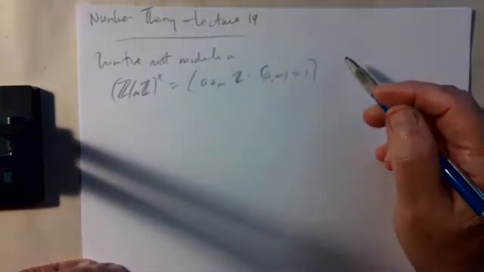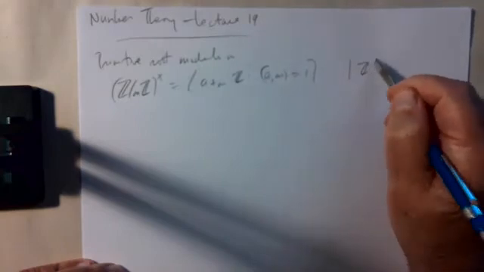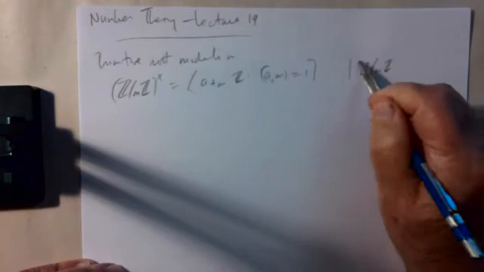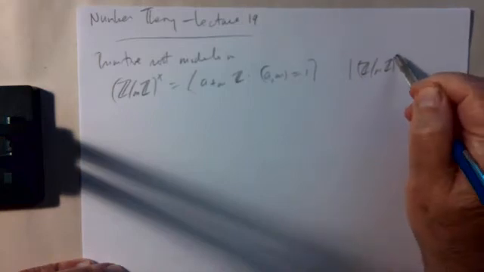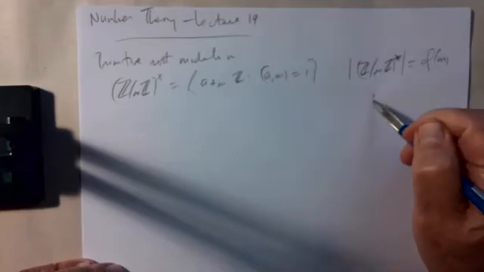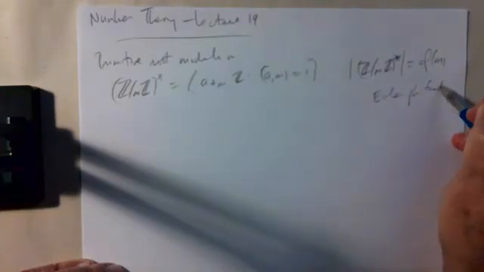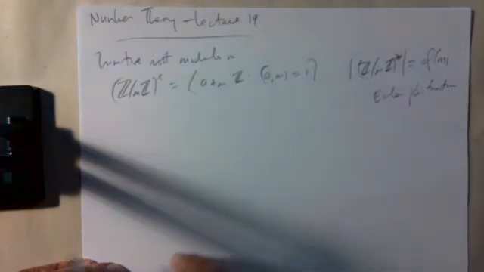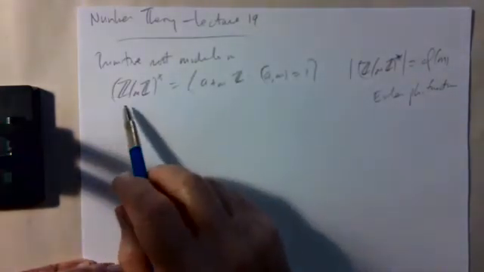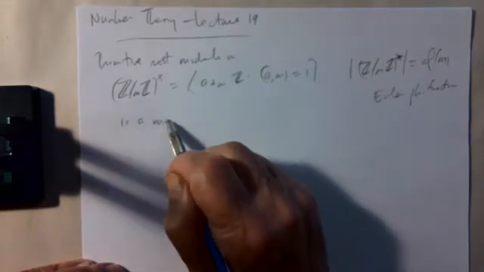And the number of congruence classes relatively prime to m, that is the order, the number of elements in this set, is exactly the Euler phi function. And Z mod mZ star is a multiplicative group.